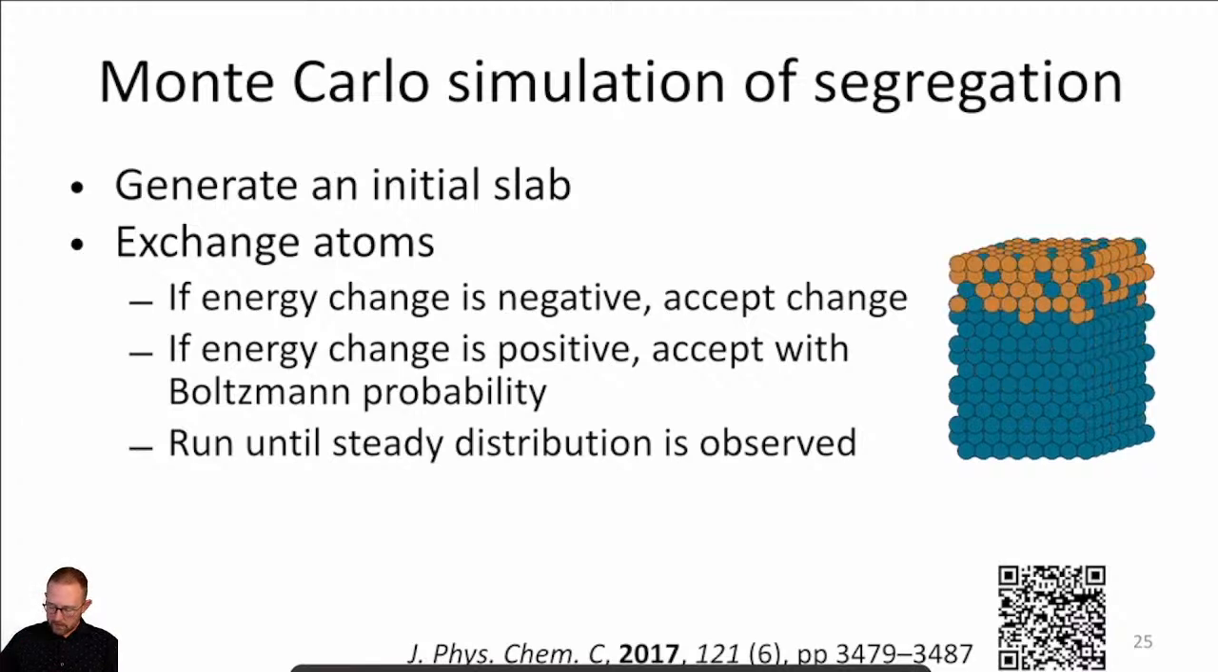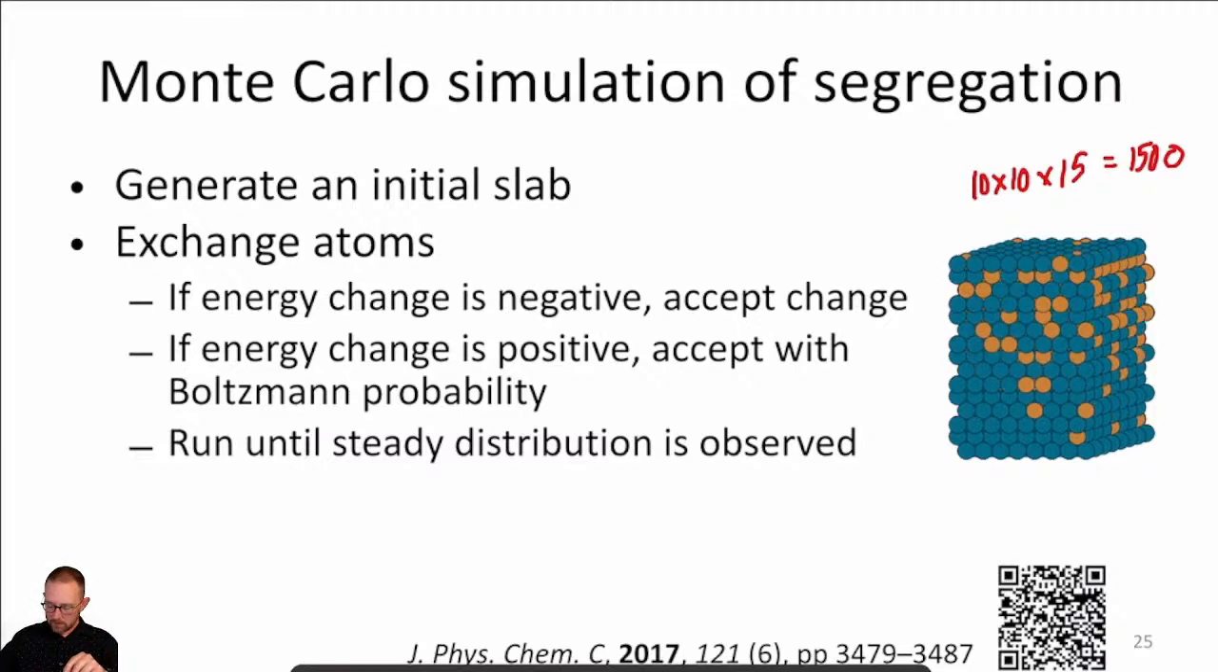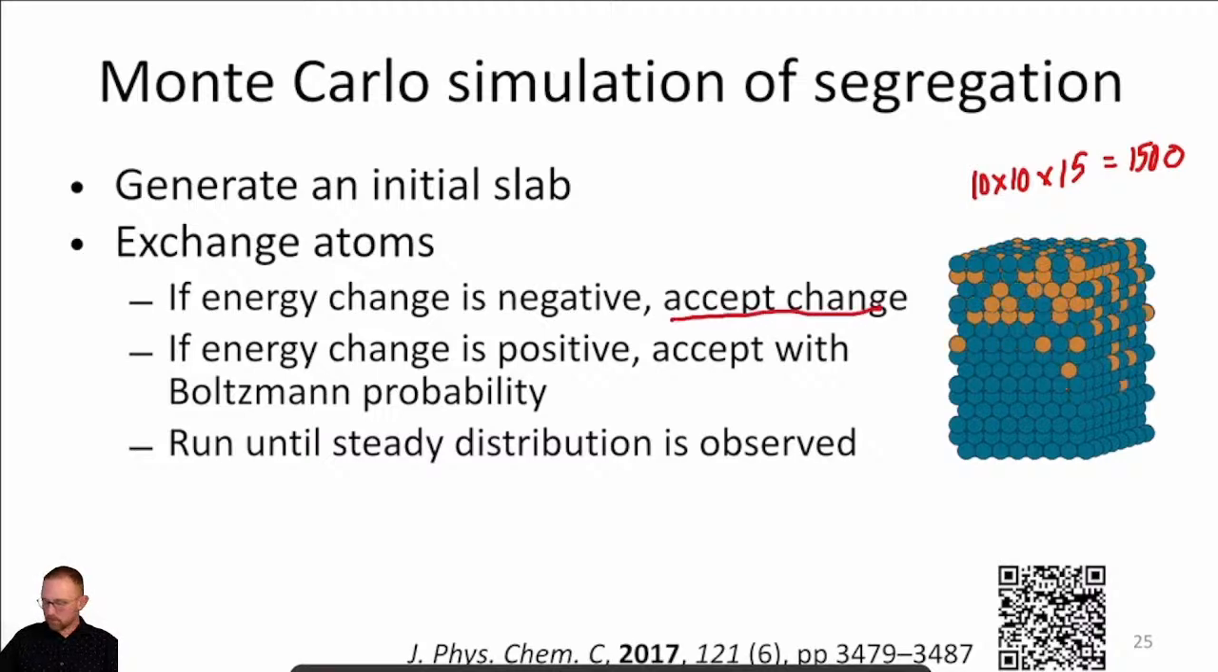Now this slab is 10 by 10 by 15, so that's 1500 atoms, and that is way too big for DFT to calculate the change in energy. So what we're going to do instead is train a machine learned model that we can use to calculate that. When we make a swap, we'll use the machine learned model to calculate the change in energy. If it's negative, then we will accept it. If it's positive, we accept it with the right probability determined by the Boltzmann probability. And then we just run that until we get steady state.